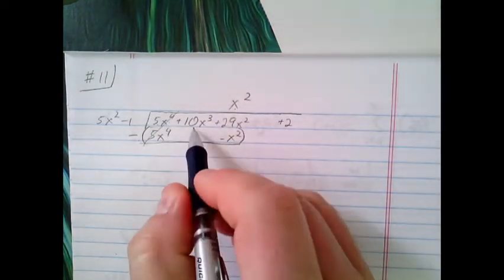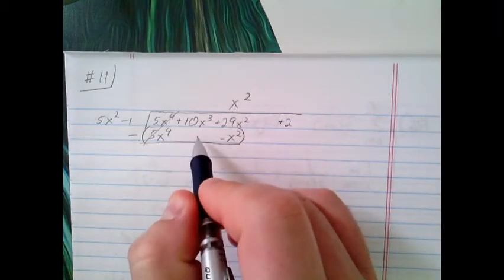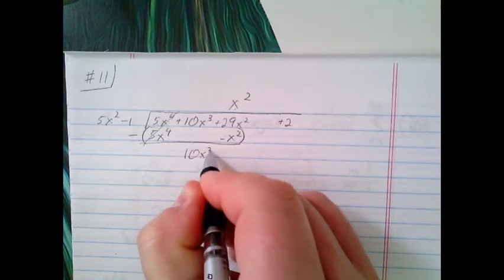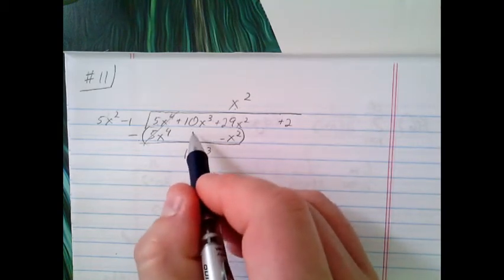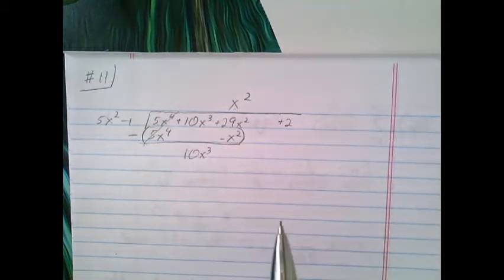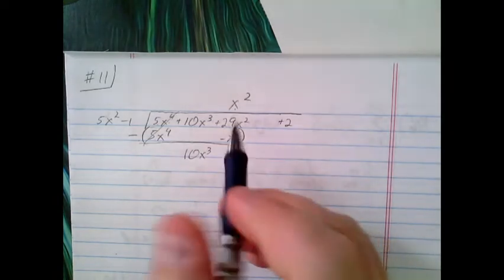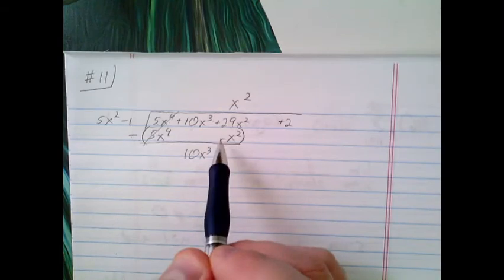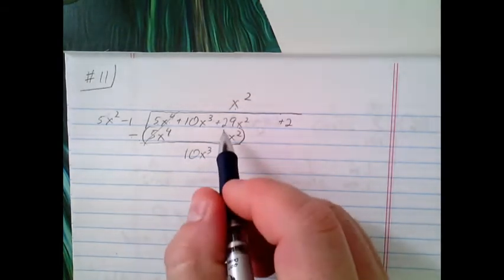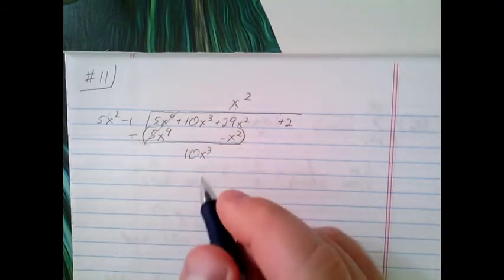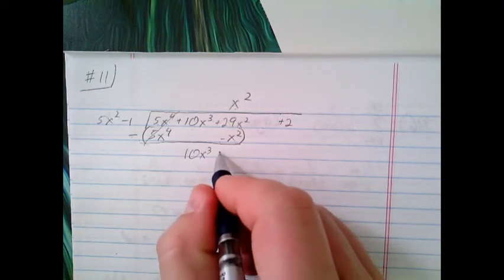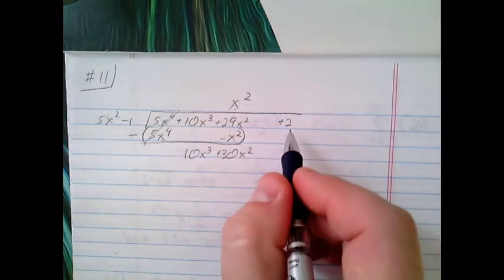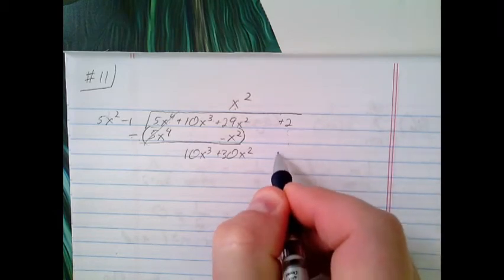Okay. Now, 10x to the 3 doesn't have anything subtracted from it, so it just carries down as is. You could think of it as 10x to the 3 minus 0 is 10x to the 3. And then I have 29x squared minus a negative x squared. So when I subtract a negative, I treat that like addition. So that becomes 30x squared. And I'm going to carry down this plus 2.